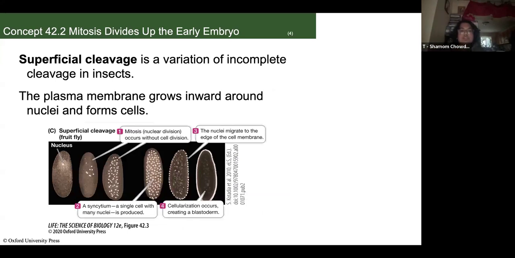Superficial cleavage is primarily found in insects, and it's a variation of incomplete cleavage. The plasma membrane goes inwards around the nuclei, so mitosis occurs without cell division. Then a syncytium, a single cell, forms, like here, these little white dots. Then the nuclei migrate to the edge of the cell membrane, and this creates a blastoderm surrounding the actual cell itself.